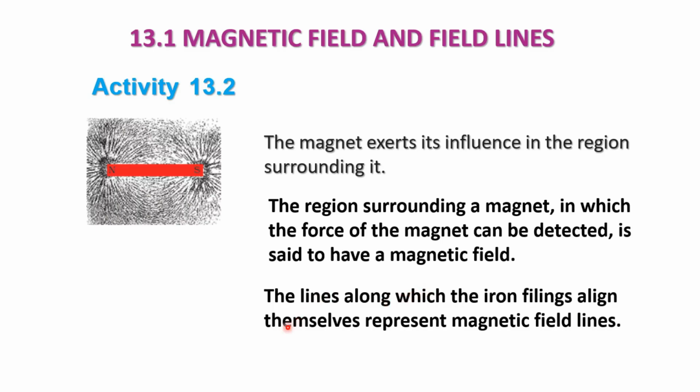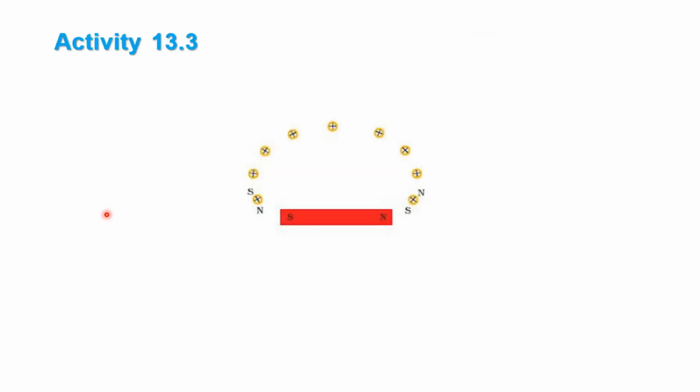Now, what do you mean by the magnetic field lines? The lines along which the iron filings align themselves represent the magnetic field lines. See, you can see the pattern over here. See, these are the lines which are called as what? Magnetic field lines. Now, there is also another activity, activity 13.3, which is also used to find out the magnetic field line.